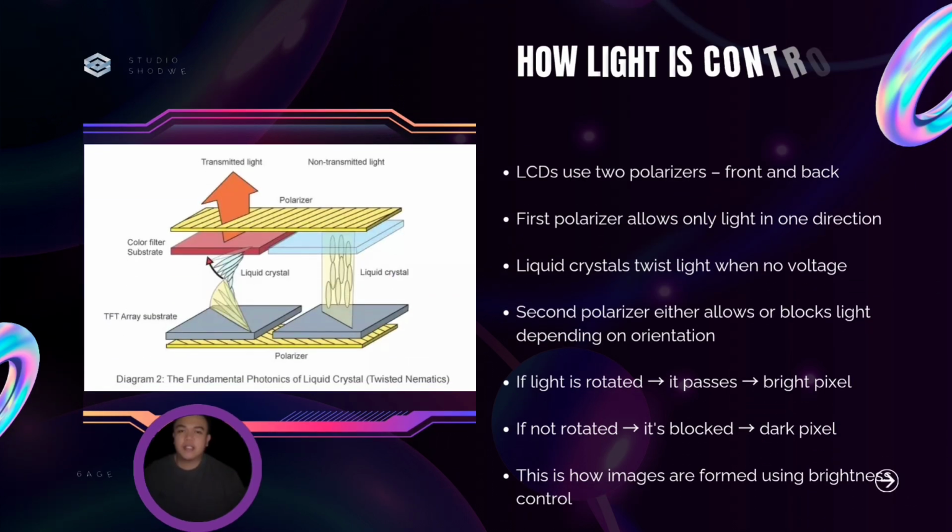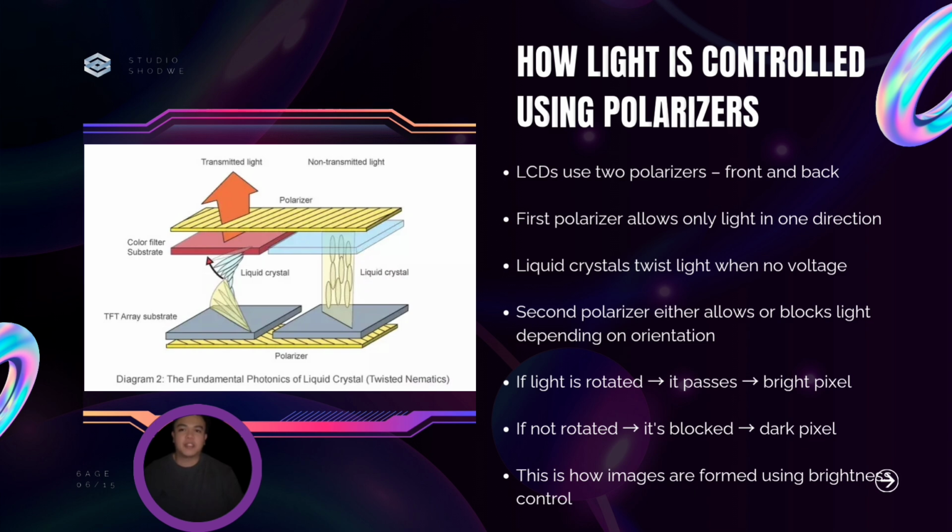Okay, next is light control using polarizers. LCDs use two polarizing filters placed at the front and the back of the screen. The first polarizer allows only light that vibrates in one specific direction to pass through. When no voltage is applied, the liquid crystal twists the light so that it matches the alignment of the second polarizer. This lets the light pass through both polarizers, and the pixel appears bright.